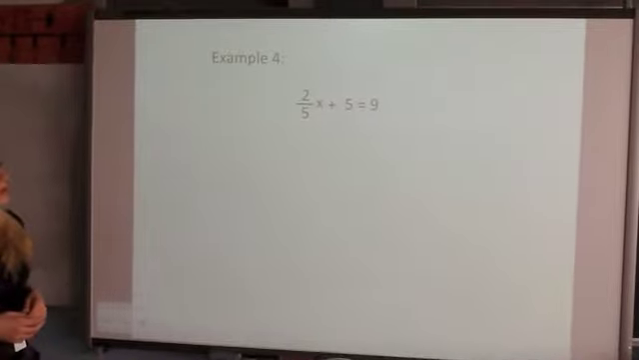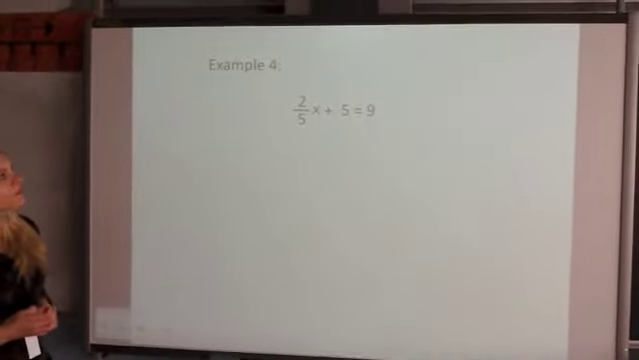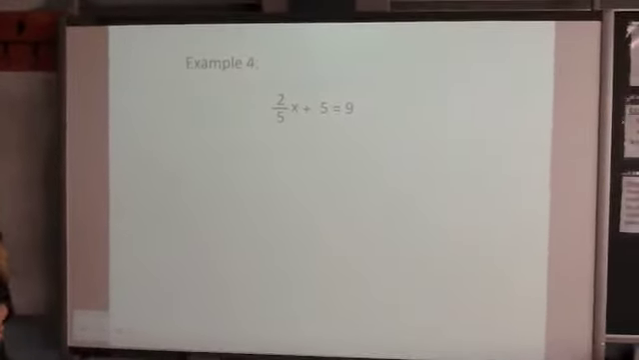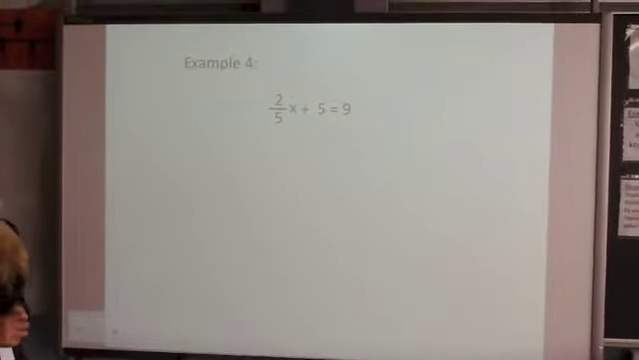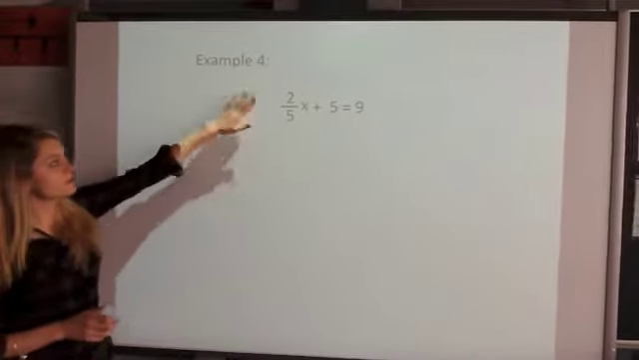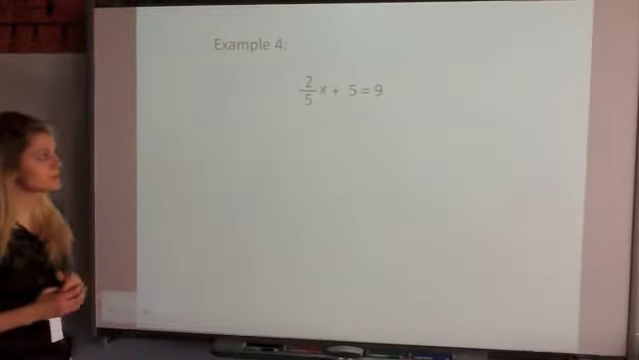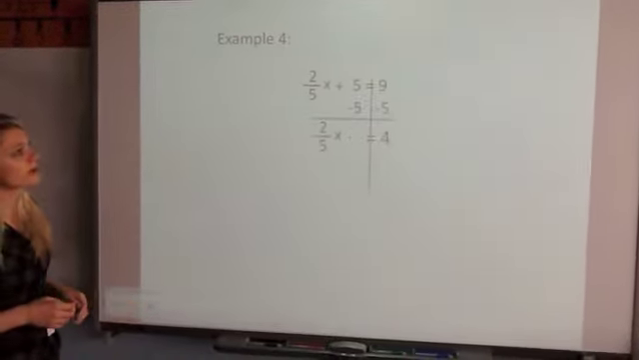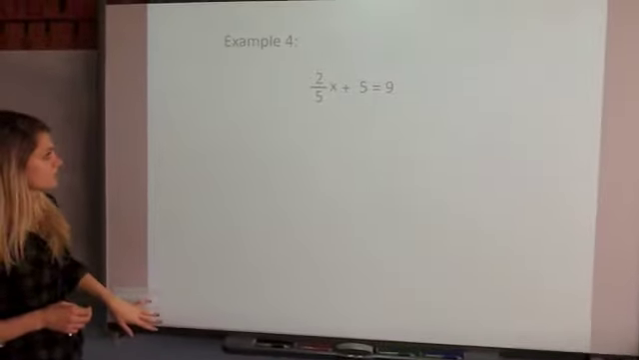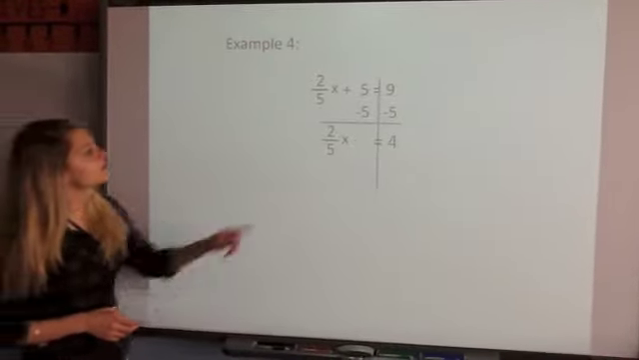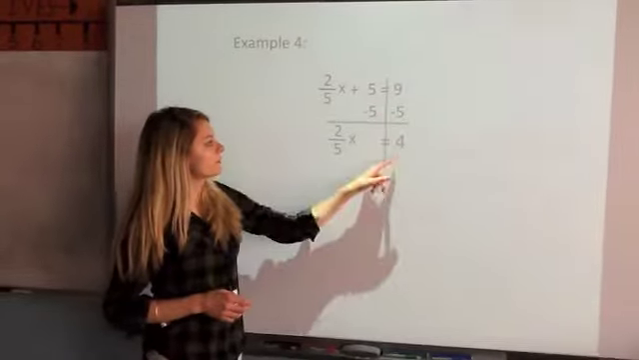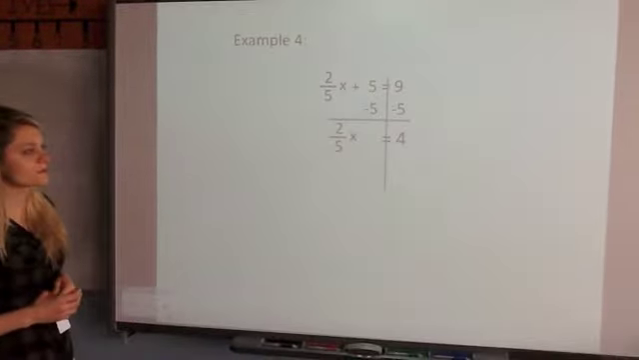Last problem, 2 over 5x plus 5 equals 9. So this problem has a fraction in it, as you can see. So before I touch the fraction, I want to get all the numbers on one side of the equal sign. So to do that, I can start by subtracting 5 from each side. This cancels out. 9 minus 5 is 4, so I'm left with 2 over 5x equals 4.